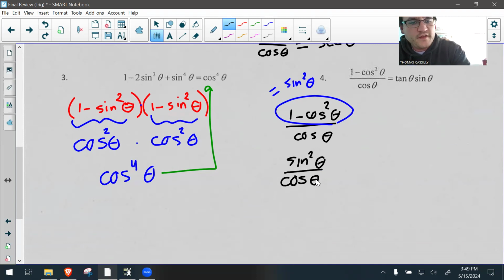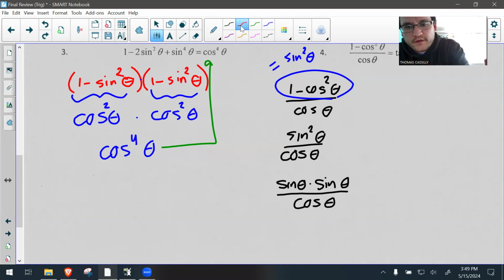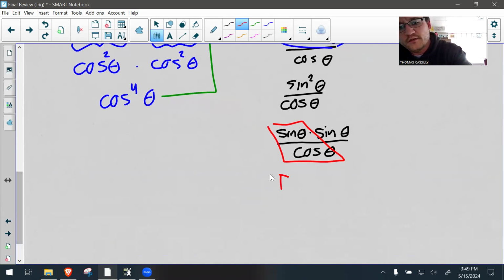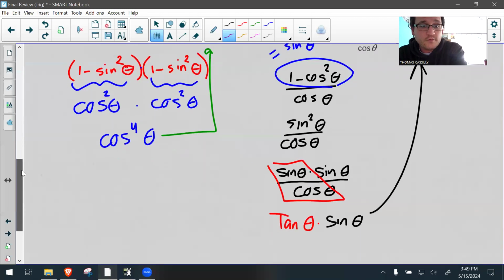Now, this next step, if you're comfortable with these things, you probably don't need, but here's kind of what's going on. I'm going to split this up into sine of theta times the sine of theta, all over the cosine of theta, right? So look at this, sine over cosine. Well, what is the sine over the cosine? That is the tangent. So this turns into the tangent of theta times the sine of theta, which of course is what we were trying to get to, right? So these two things are equal, and that one's done.